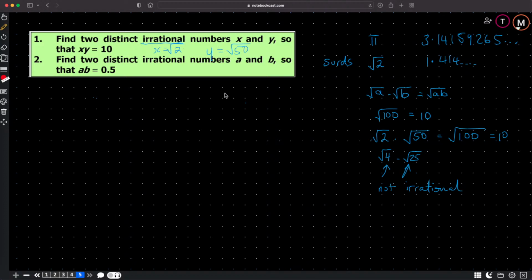Okay, next one. Find two distinct irrational numbers a and b so that a times b equals 0.5. Well, now we have a method that we use. So basically we're saying, we want the square root of something times the square root of something else to be equal to the square root of what gives us 0.5. The square root of what equals 0.5? That's a little bit trickier.